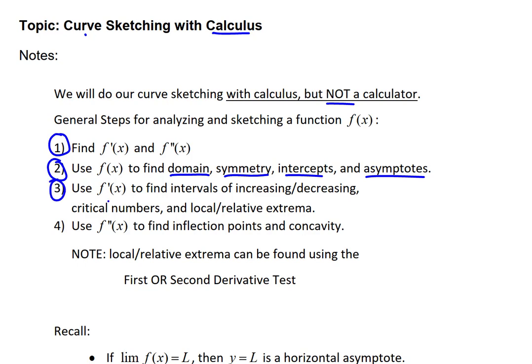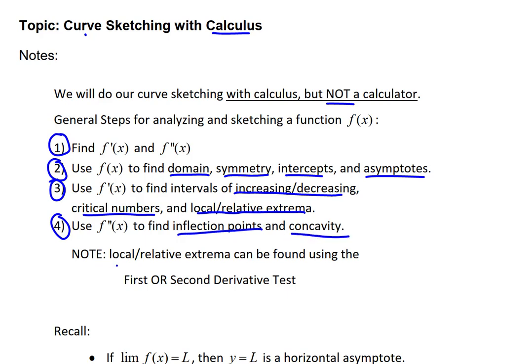And then thirdly, we're going to use the first derivative to find intervals of increasing and decreasing. We've already discussed this as it relates to the first derivative with the calculus involved, but also critical numbers and any local or relative extrema. Fourthly, we'll use the second derivative to find any inflection points and then any concavity or intervals of concavity.